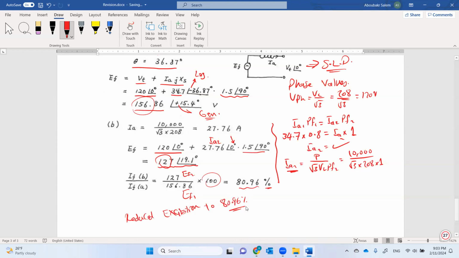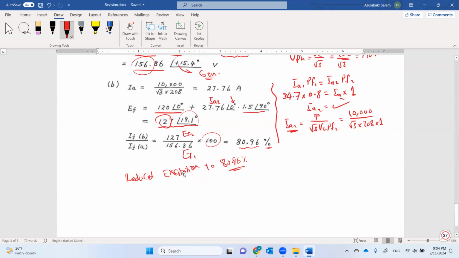So with this reduction in excitation, do you expect an increase or decrease in power angle, guys? What do you think? It has to be increased. If the flux is reduced, the power angle will increase. So the first power angle was 15, and the second power angle here is 19. This is expected in this case since we reduced the excitation.